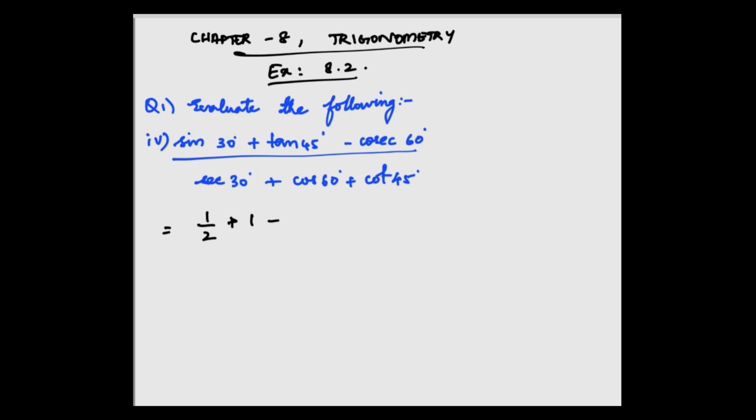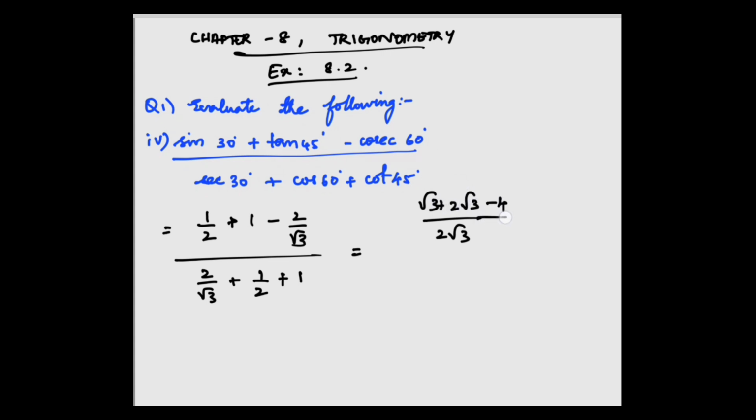is 2 by root 3, divided by sec 30, which is 2 by root 3, plus cos 60, which is 1 by 2, plus cot 45, which is 1. I'm solving the problem taking 2 root 3 as a common denominator. In the numerator: root 3 plus 2 root 3 minus 4. The whole divided by, taking 2 root 3 as a common denominator: 4 plus root 3 plus 2 root 3.